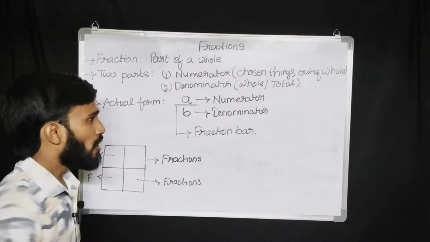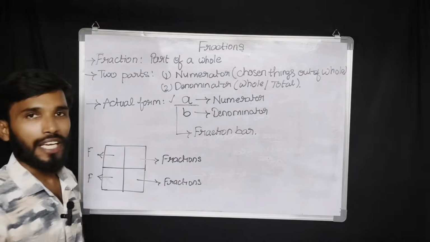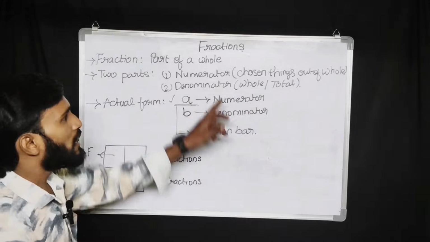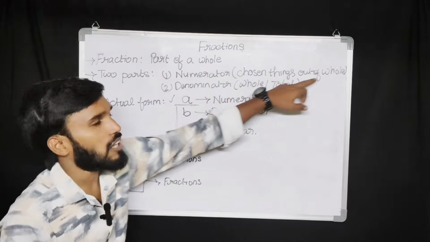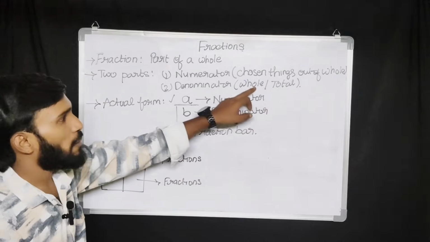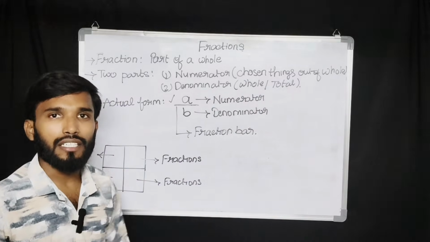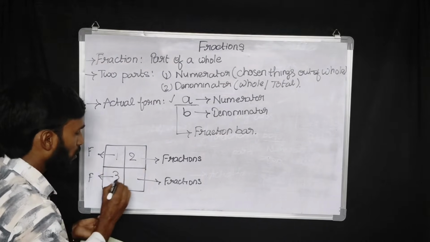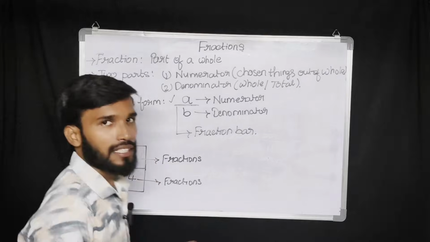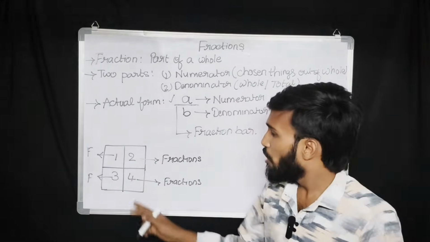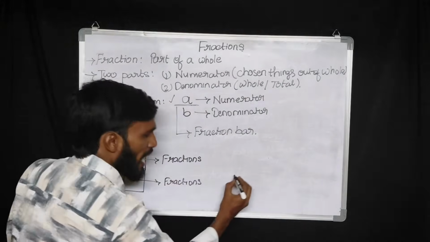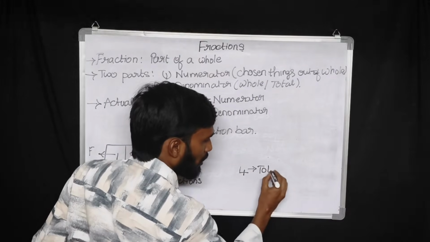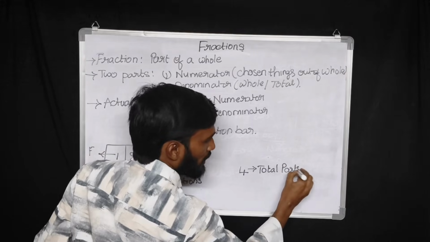Now we know that a fraction has the actual form a by b, where the upper number is the numerator and the lower number is the denominator. The numerator tells us about the chosen things out of the whole, and the denominator tells us about the whole or the total of the particular thing. Now tell me, how many total parts are here in this square? Four parts, four total parts. That whole thing is divided into how many total parts? Four parts. So we can write that as four.